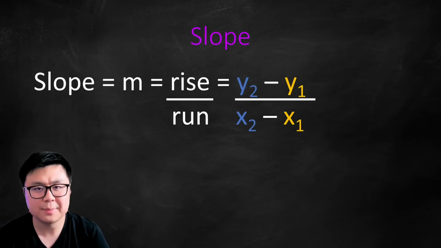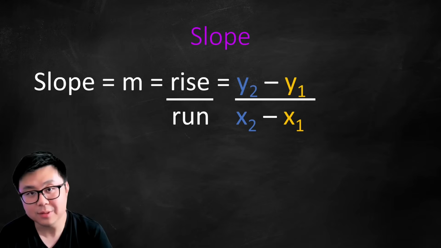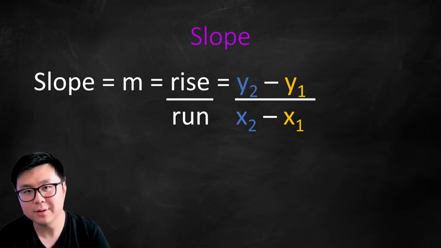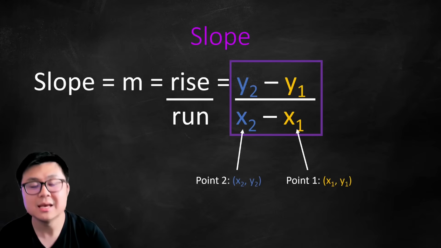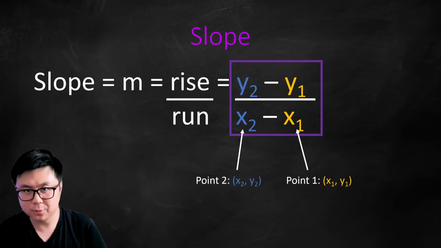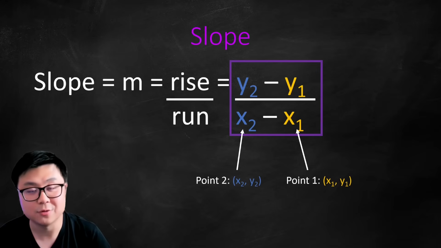Slope is represented by the letter m and it's calculated with rise over run, but a much more useful equation to calculate slope is y2 minus y1 over x2 minus x1, given that you know 2 separate points on the graph, denoted as x1 and y1 for your first point and x2 and y2 for your second point.